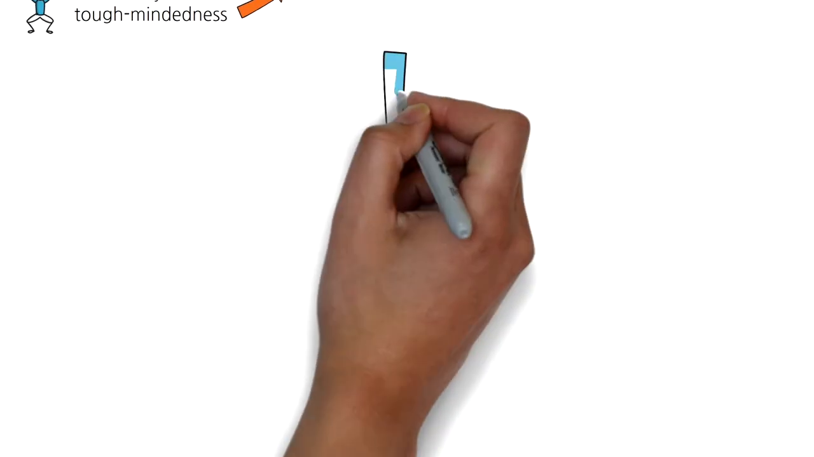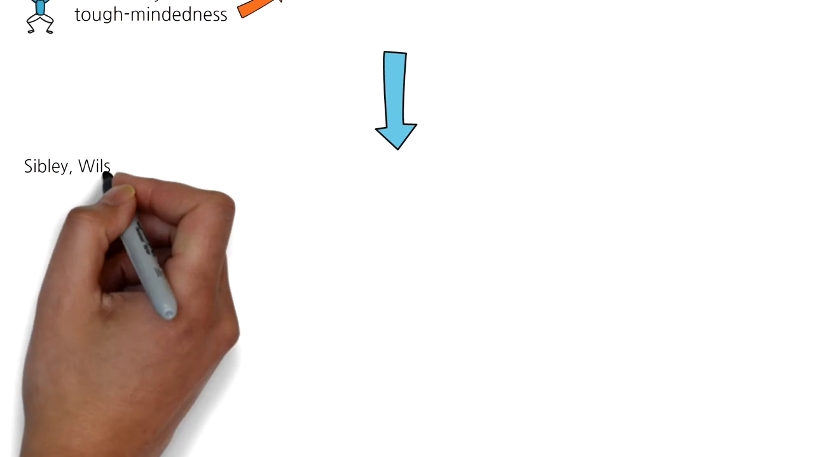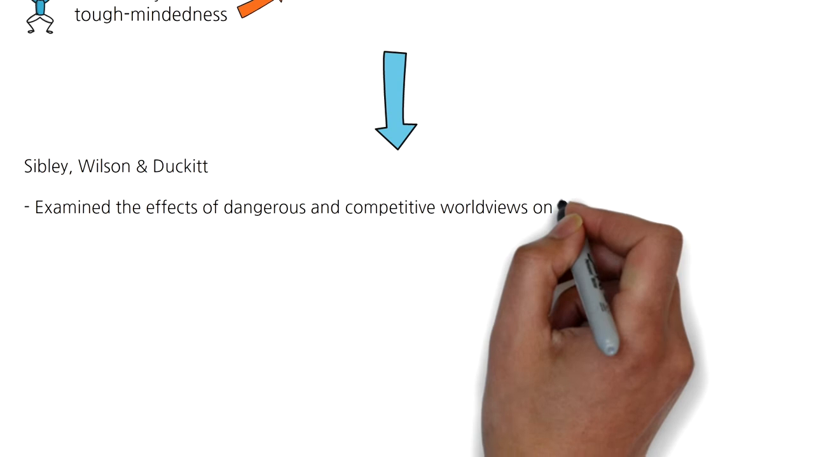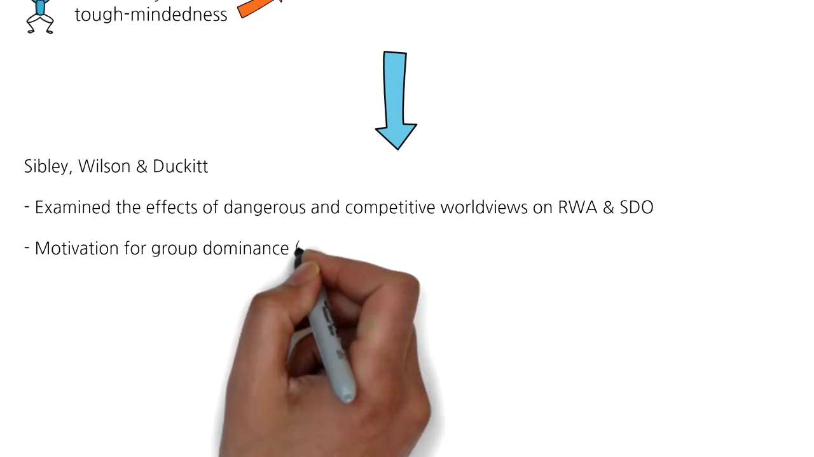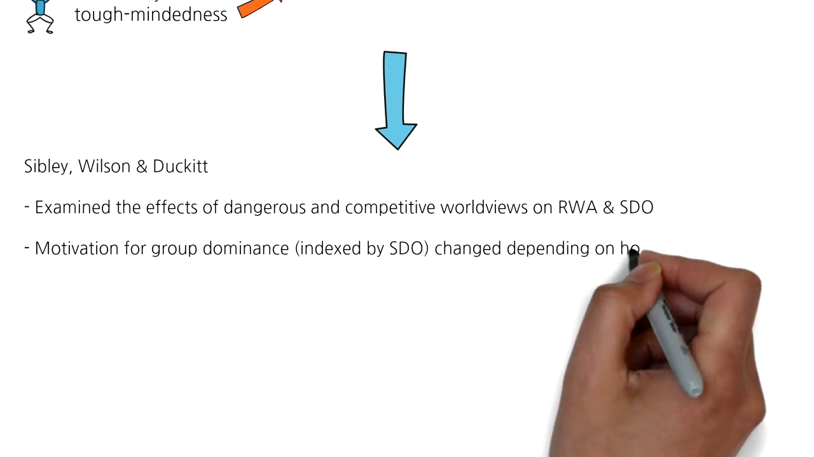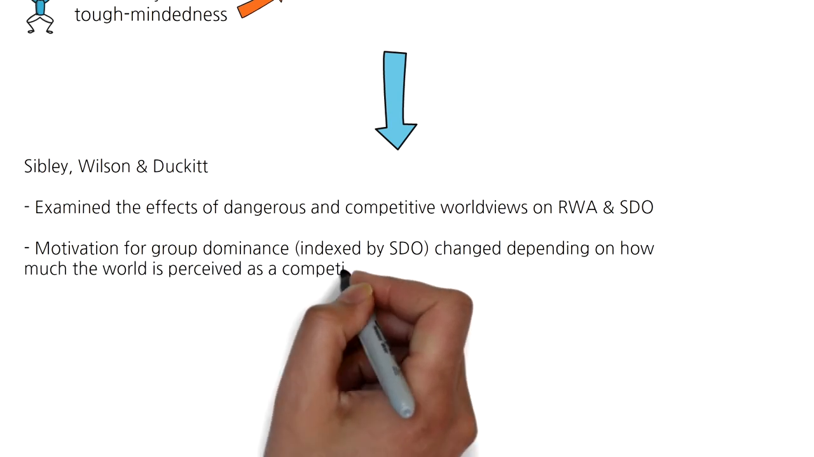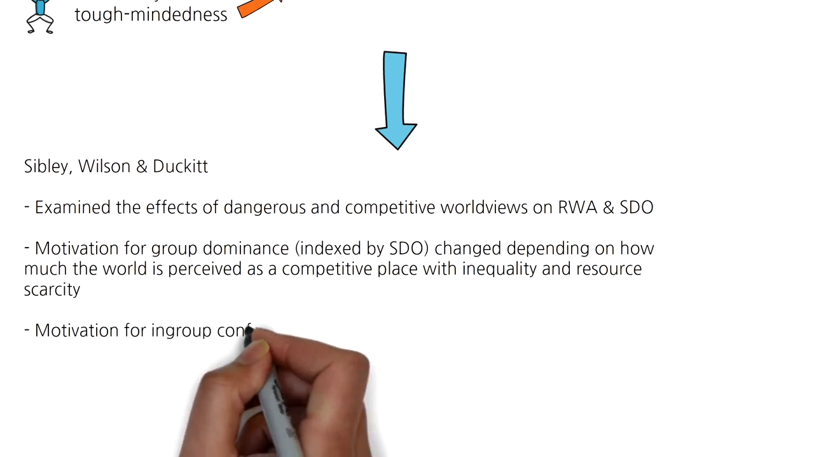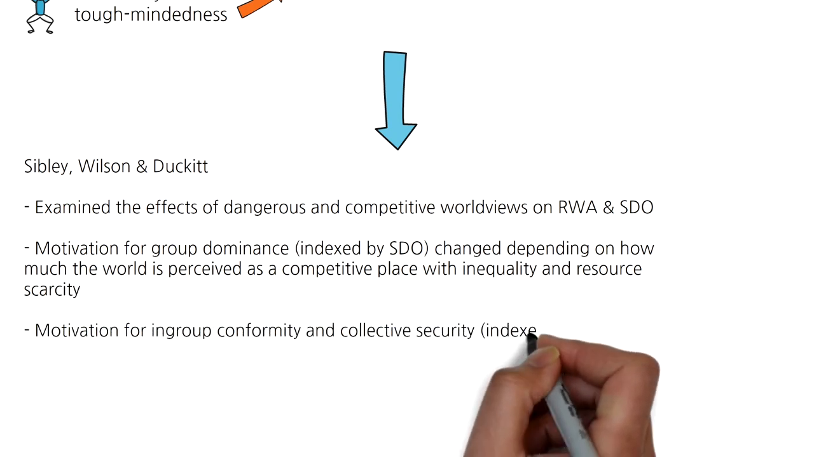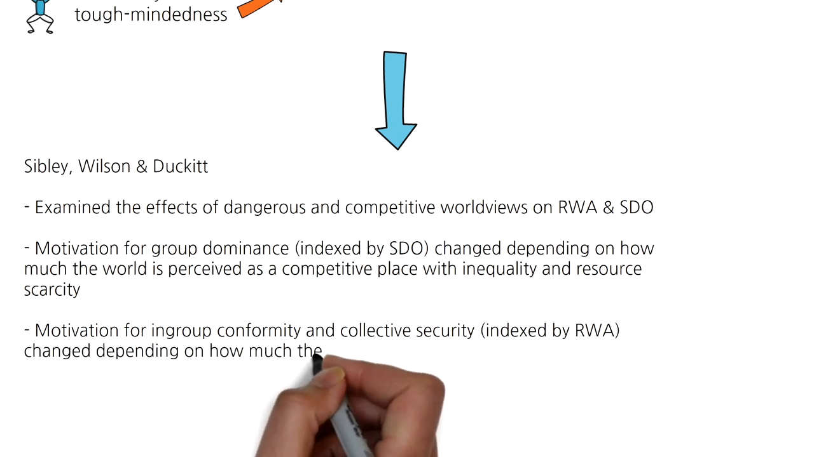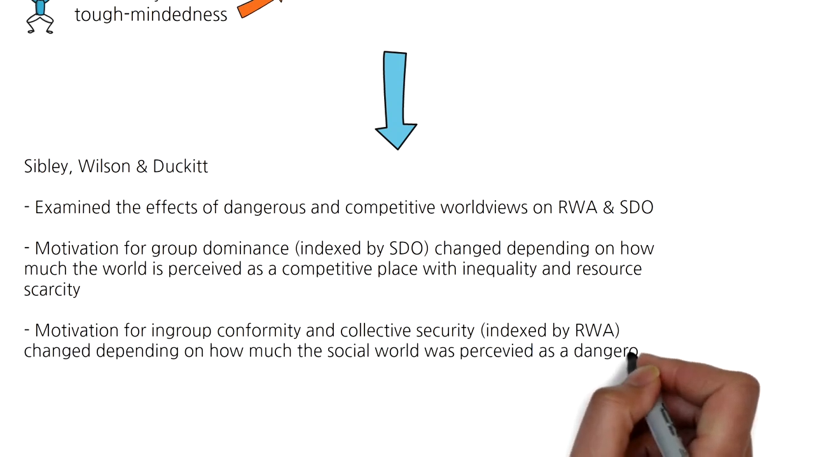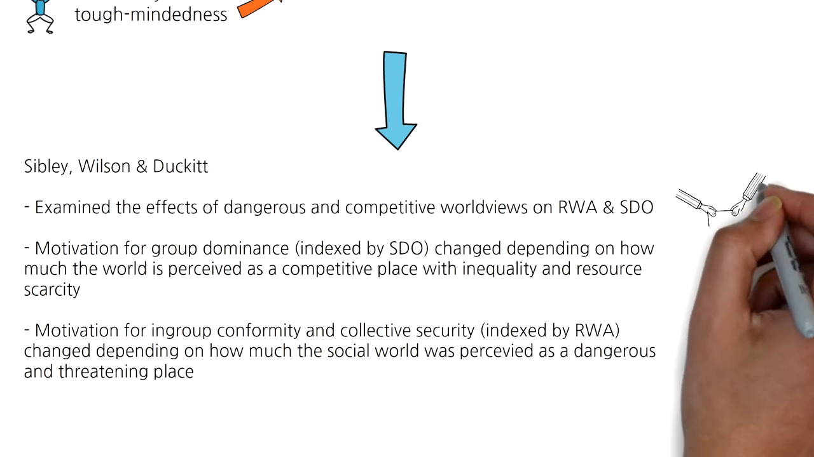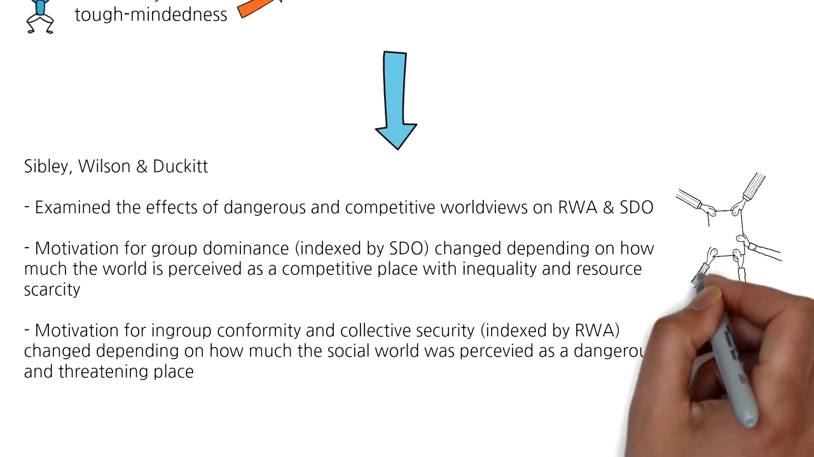So what are the effects of dangerous and competitive worldviews on right-wing authoritarianism and social dominance orientation, and how are these affected over a period of time? Sibley, Wilson and Duckitt did some research into this to try and determine what would happen over time. They examined this over a 5-month period, and analysis indicated that the motivational goal for group-based dominance and superiority indexed by SDO changed as a function of the degree to which the social world was perceived as a competitive place, characterized by inequality and resource scarcity.